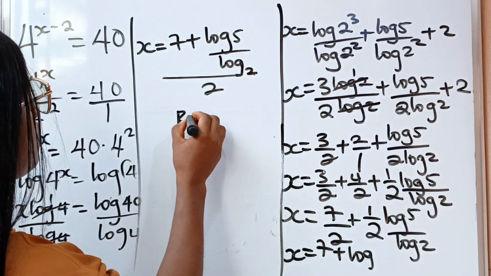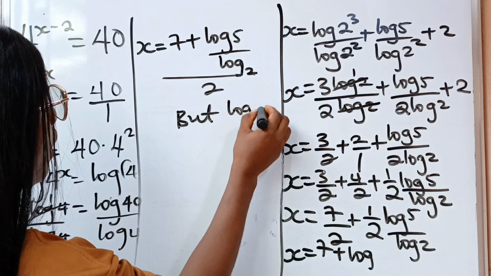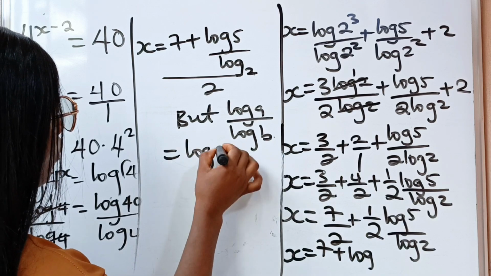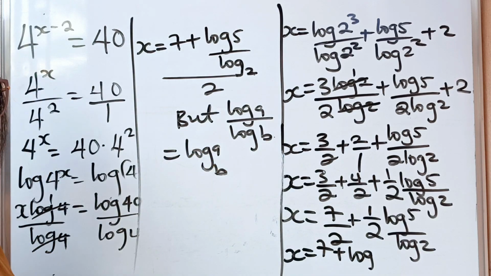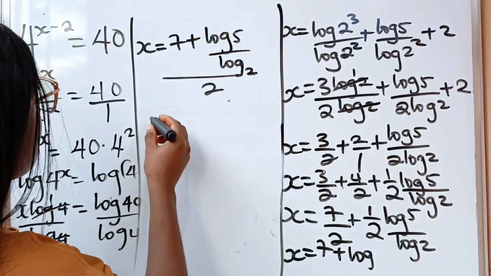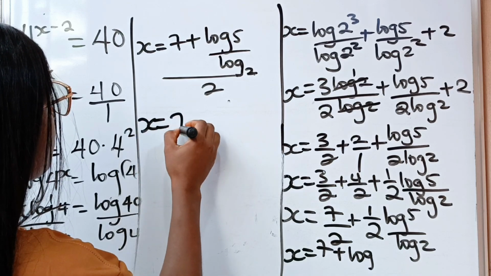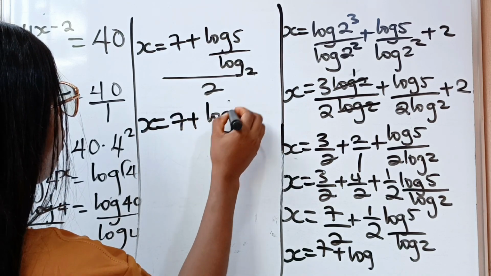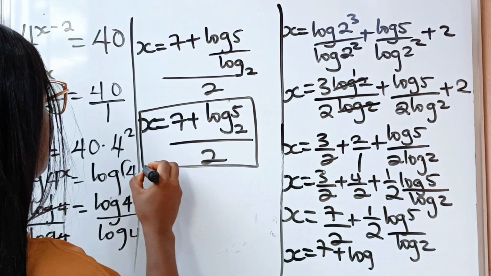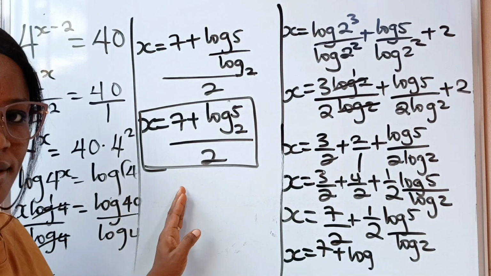Okay, but recall that log a over log b is equal to log a base b. So that simply means that we can write this as x is equal to 7 plus log 5 base 2, everything divided by 2, and this is the value of x.